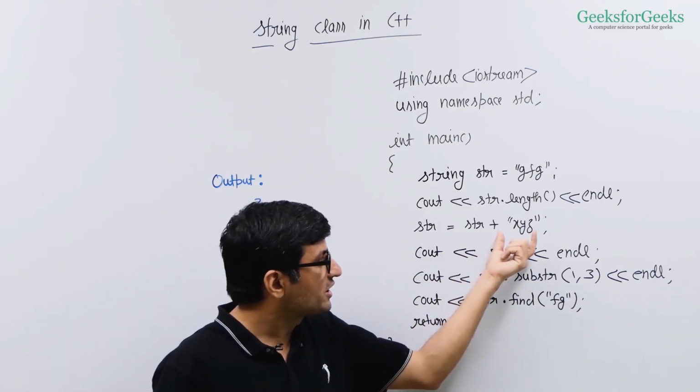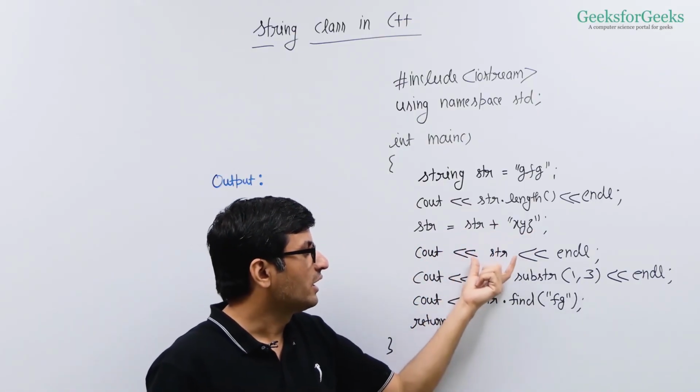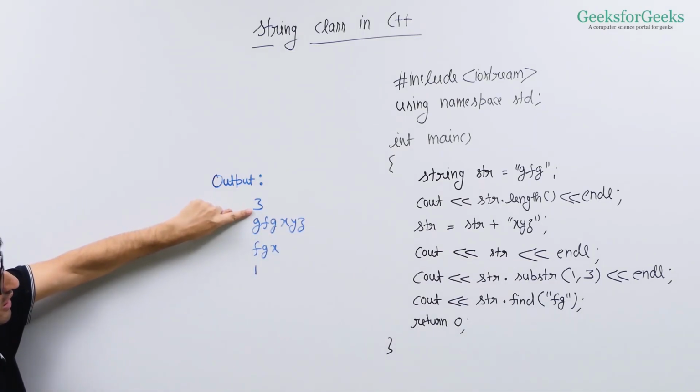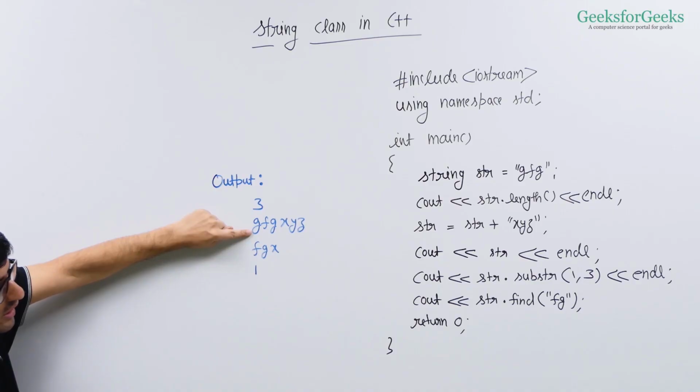We concatenate a string xyz at the end of it, and now our string becomes gfgxyz. So the length function returns 3, and then when we concatenate and print the string, we get gfgxyz.